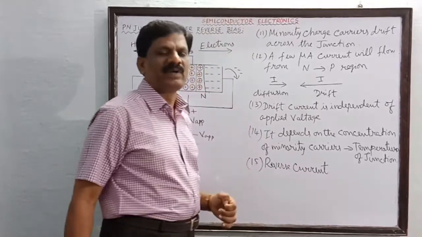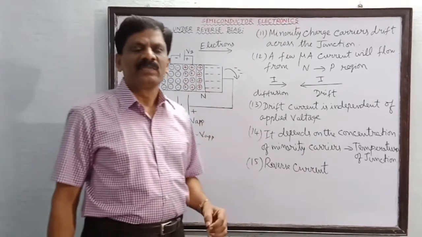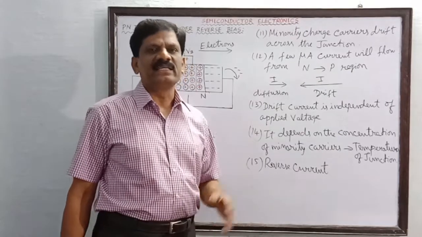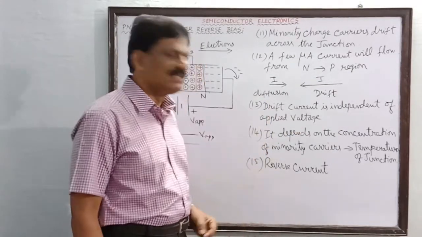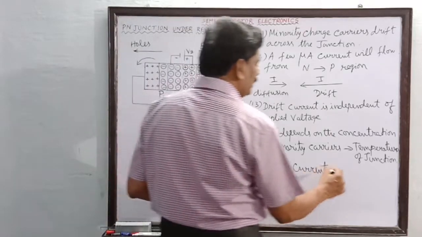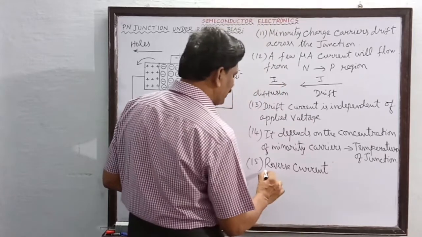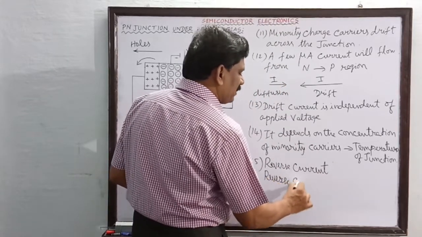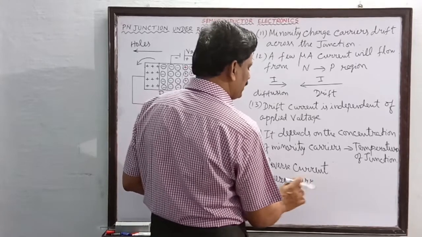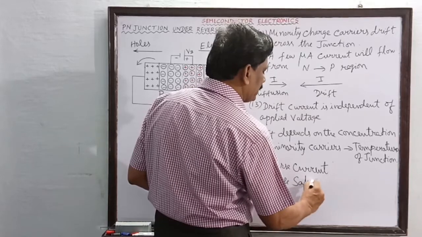Why is current permitted to flow here? Because of the flow of the minority charge carriers in the opposite direction to that of the majority carriers. Therefore, it is called reverse current. In some books, it is also denoted as reverse saturation current. In some textbooks, they have mentioned this reverse current as reverse saturation current.